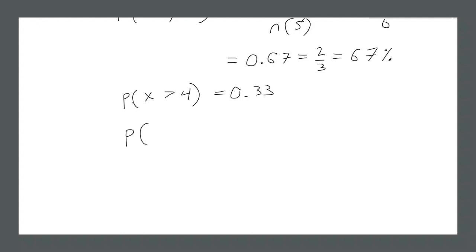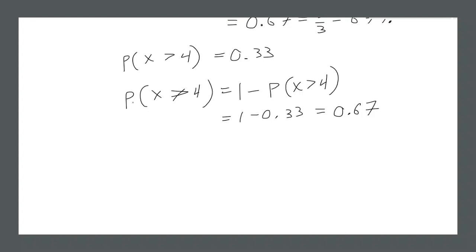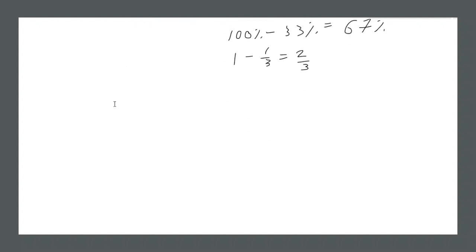So we can just say, the probability of x not being greater than 4 is going to be 1 minus the probability of x being greater than 4. So that's 1 minus 0.33, or 100% minus 33%, and that's going to give us 0.67, or 67%. Alternatively, you can think of it as 1 minus 1/3, and that gives you 2/3.